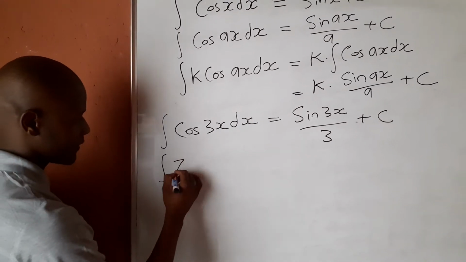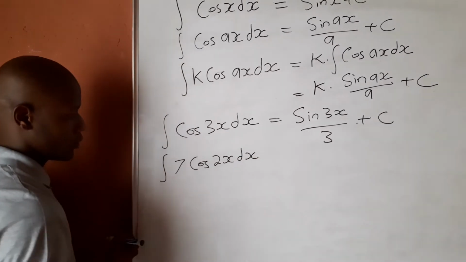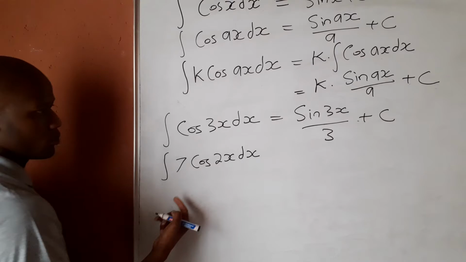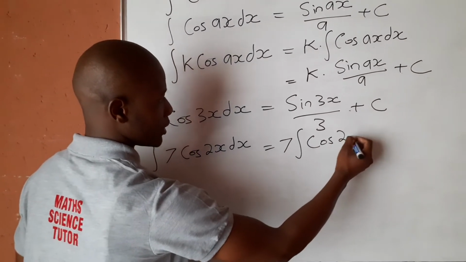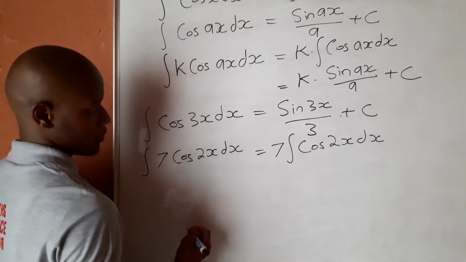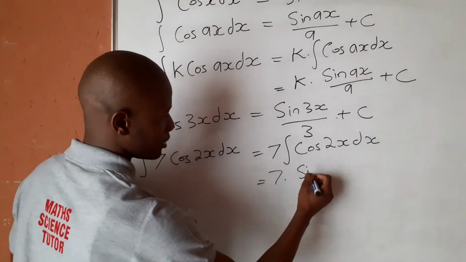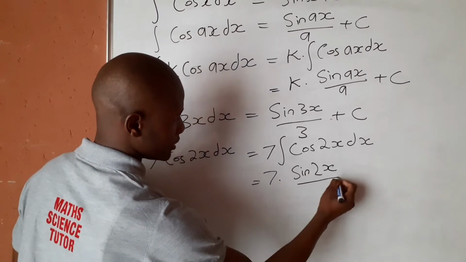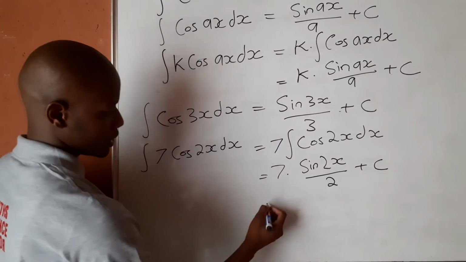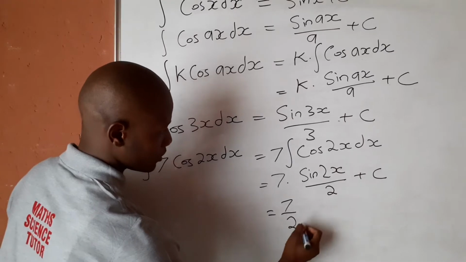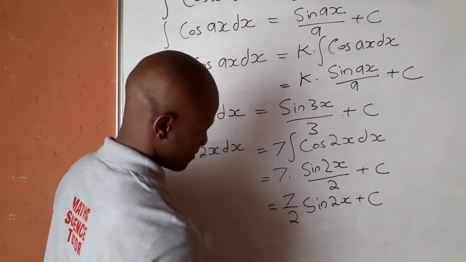Integrate 7 cos 2x dx. We're taking out 7 as a common factor. 7 times the integral of cos 2x dx, which is going to be 7 multiplied by sine 2x divided by 2 plus c, which is equal to 7 over 2 sine 2x plus c.